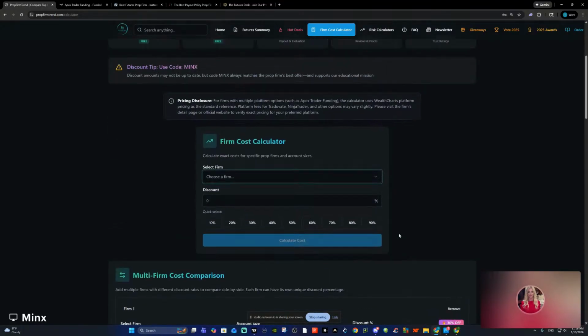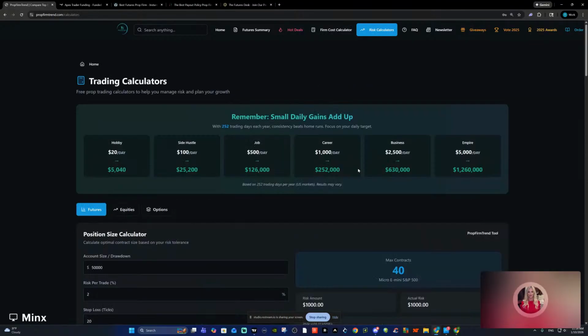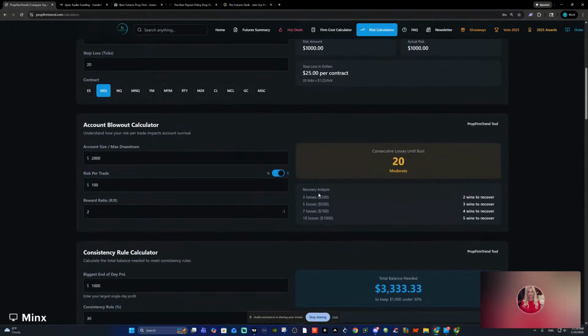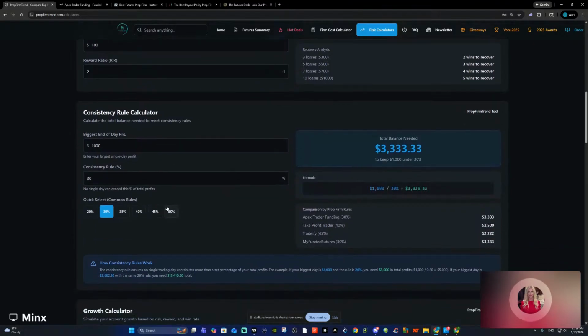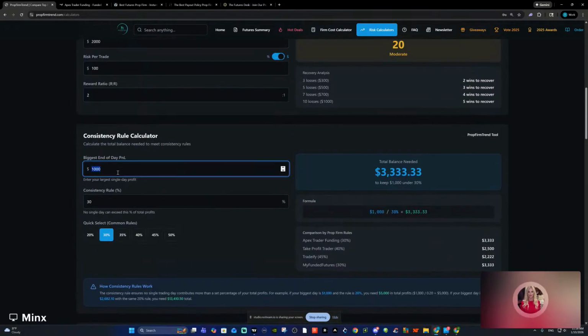Let's see. Risk calculators. Okay, so the consistency that I was talking about, what does that mean? So let's say you're trading, it doesn't matter if Top Step or Take Profit Trader, they both have 50% consistency. Let's say your biggest P&L is, so your largest single day profit.